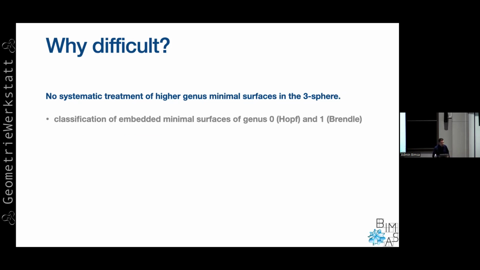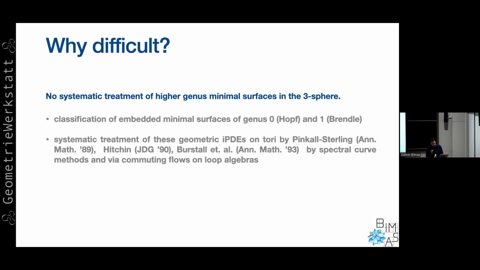And in genus 1, Brendle somehow 10 years ago classified the embedded minimal surfaces to be just the Clifford torus. So in genus 0 and 1, we know a lot. And actually in genus 1, there is much more we can say. So there are also many immersed tori. They have self-intersections, they're not embedded. But for them, we have a very good control.